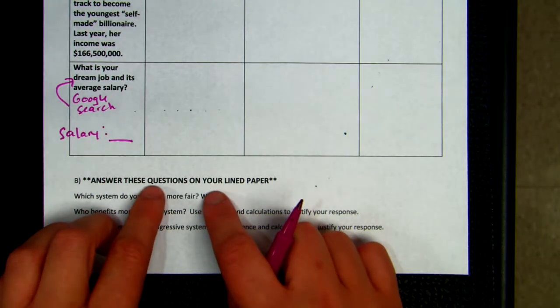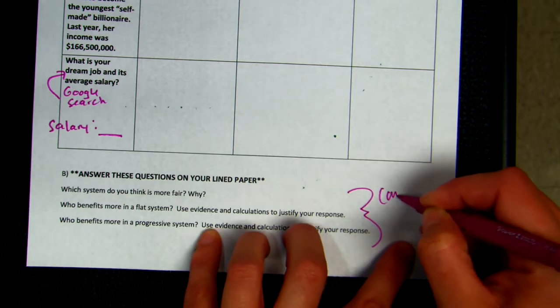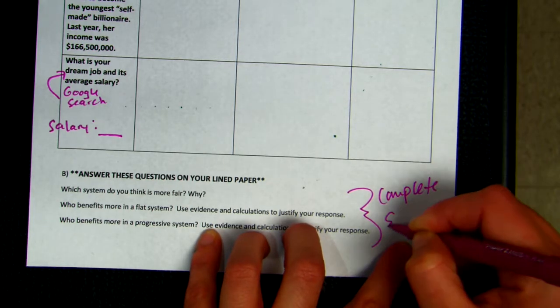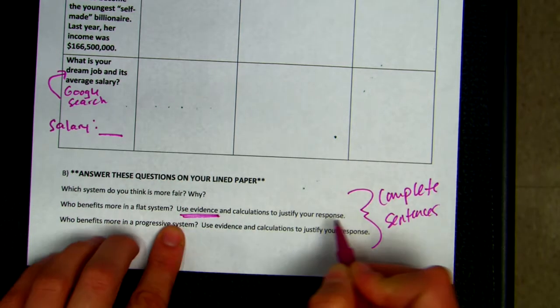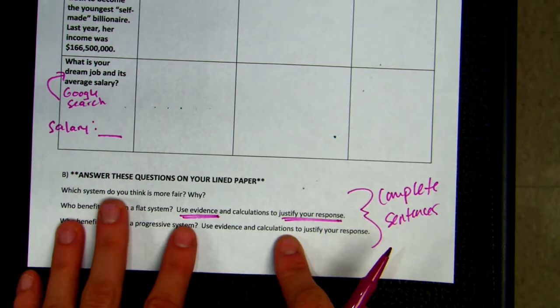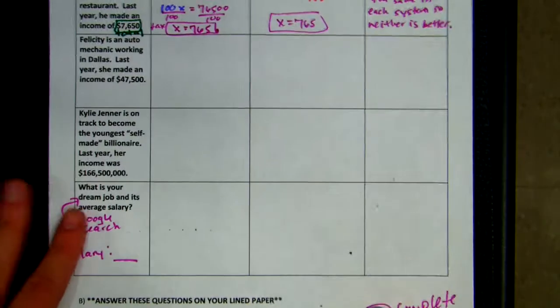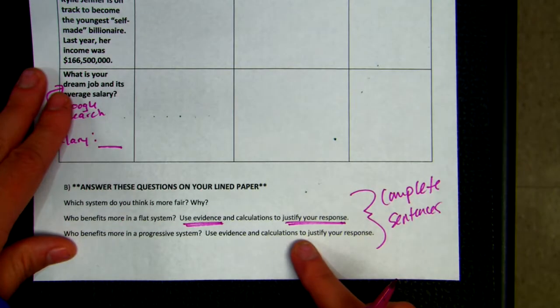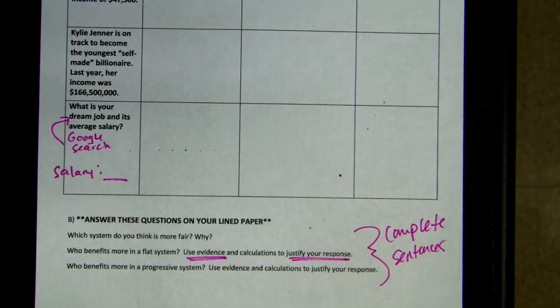When you are finished, you are going to go back over to your lined paper and you are going to answer these questions in complete sentences. Notice that it says use evidence and justify your responses. You've gathered a whole bunch of evidence here, so I should see these things in your writing. Okay? When you are done with the writing, you are done with the lesson for today. That's it.